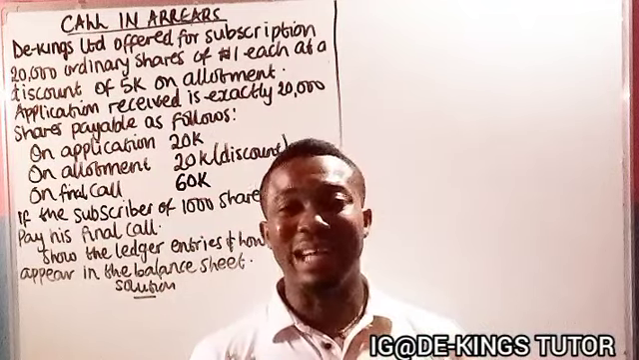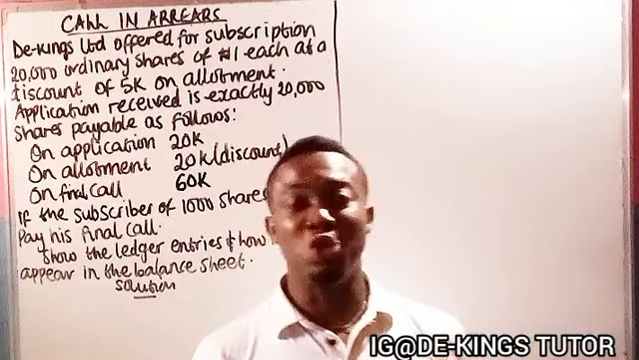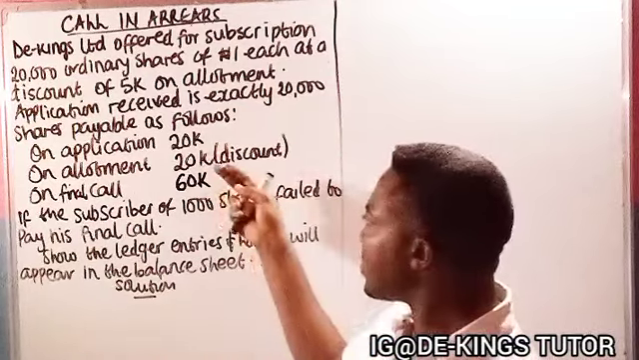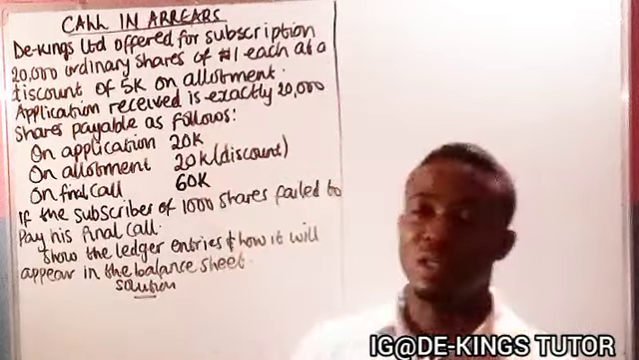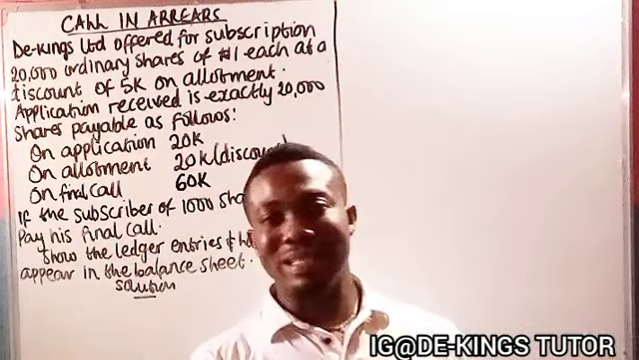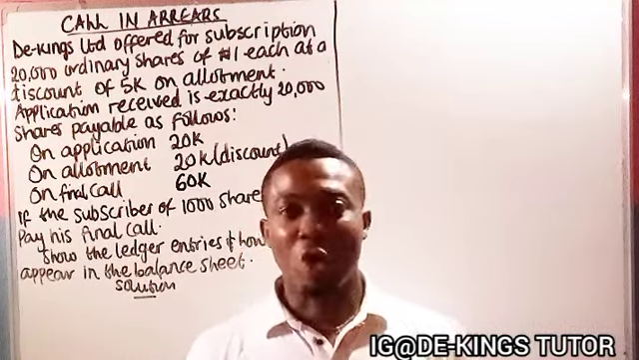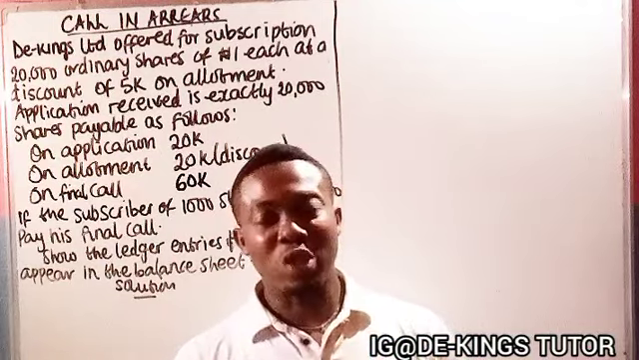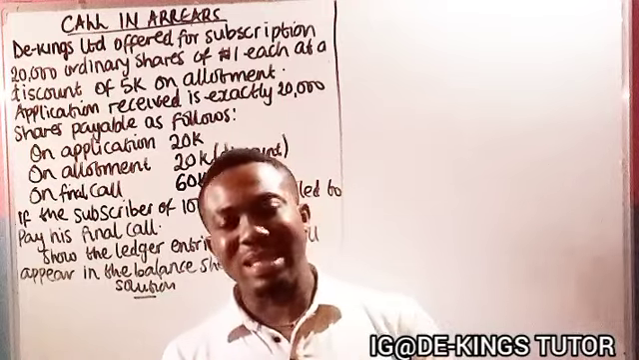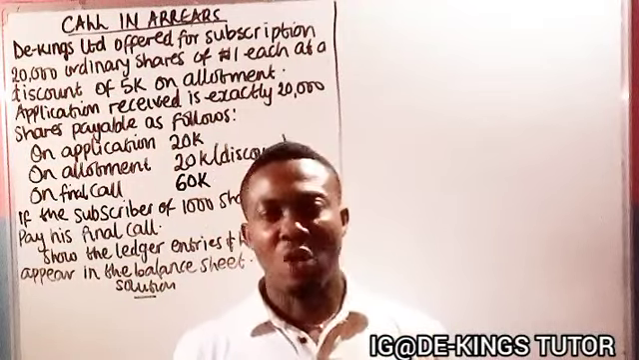Now, call in arrears arises when some shareholders fail to pay the amount that is due on final call. Most times, like we've seen, some payments might be made on instalment basis, that is on application and allotment. But on a certain call, a call has been made for payment, and some shareholders might default in paying. So once a certain shareholder defaults in paying, we'll call that call in arrears.